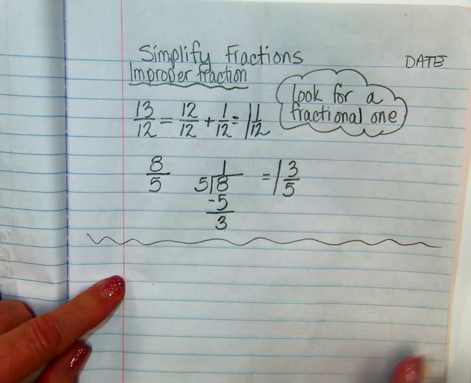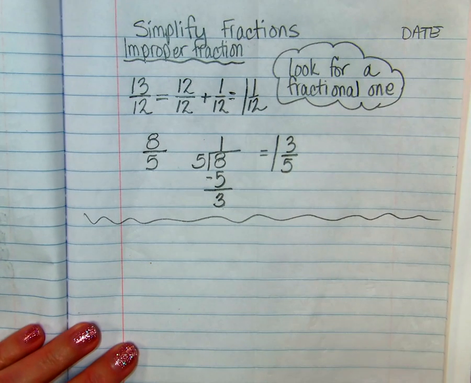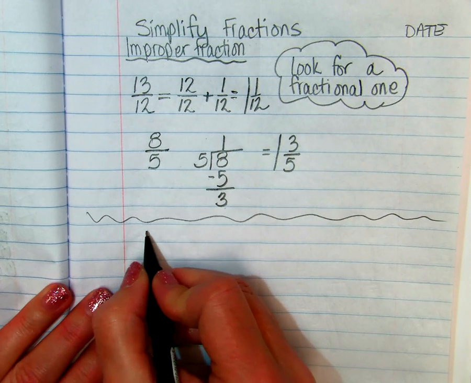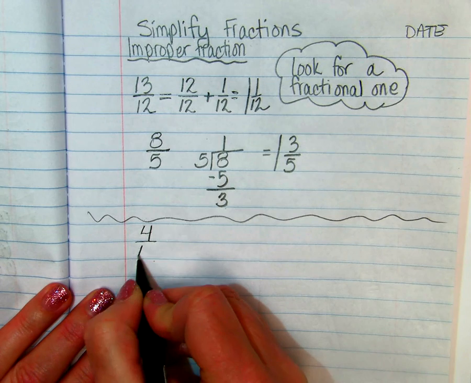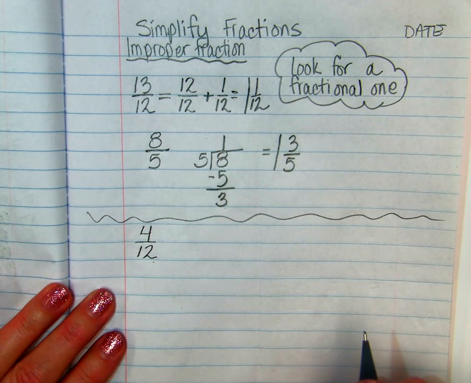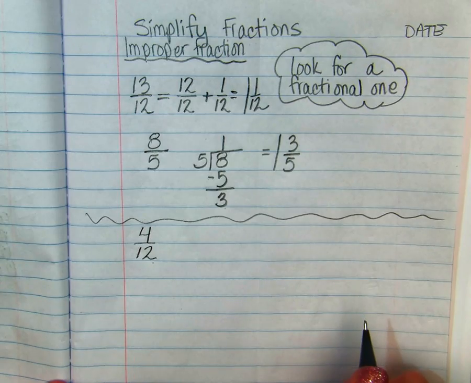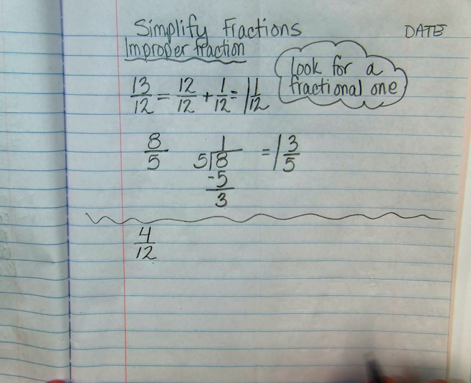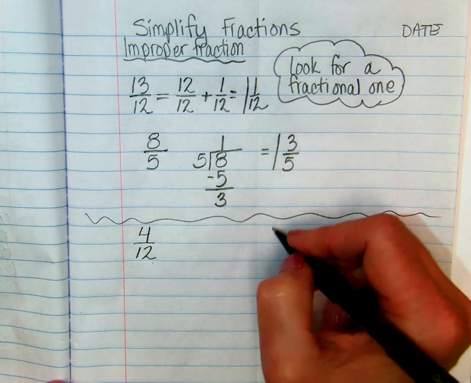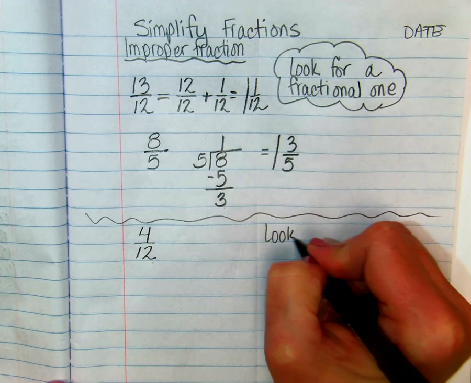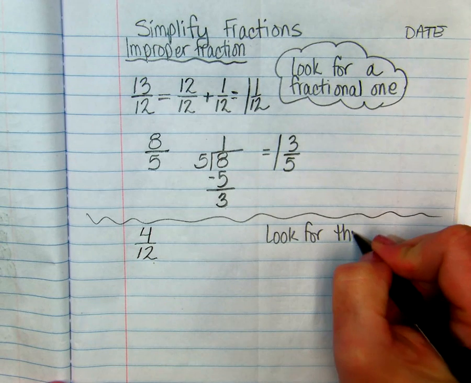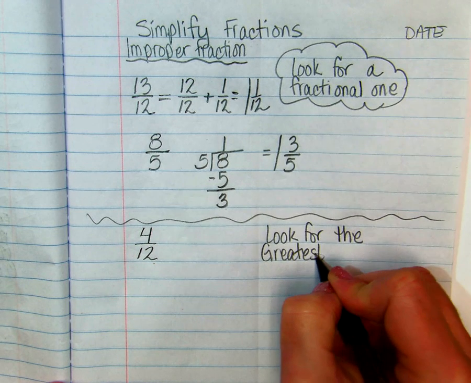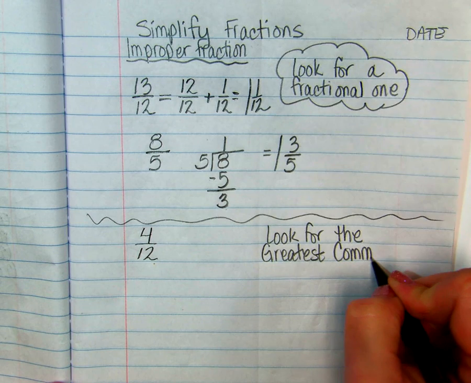What about fractions that are not improper, but they still need to be simplified? Let's take a look at a fraction like 4/12. 4/12. This type of fraction can be simplified because they share a factor. So that's our next note. We're going to write over here, look for the greatest common factor.